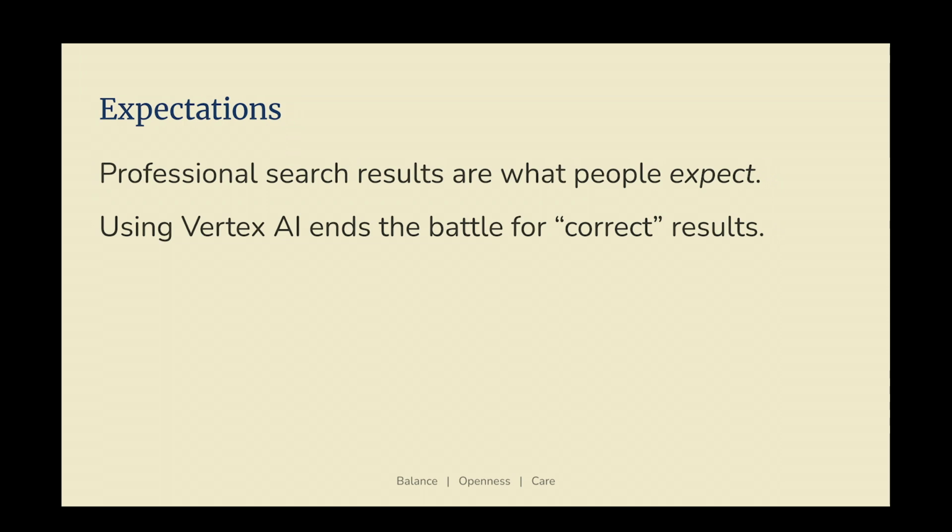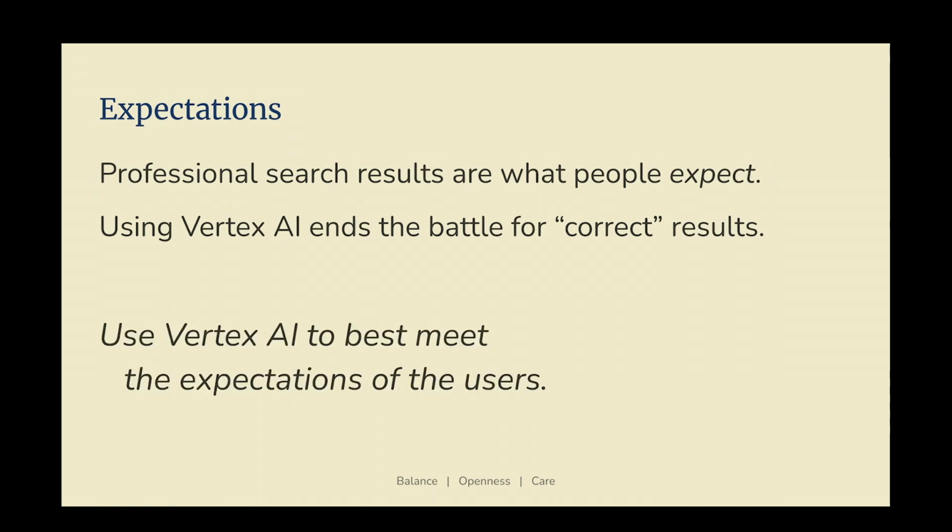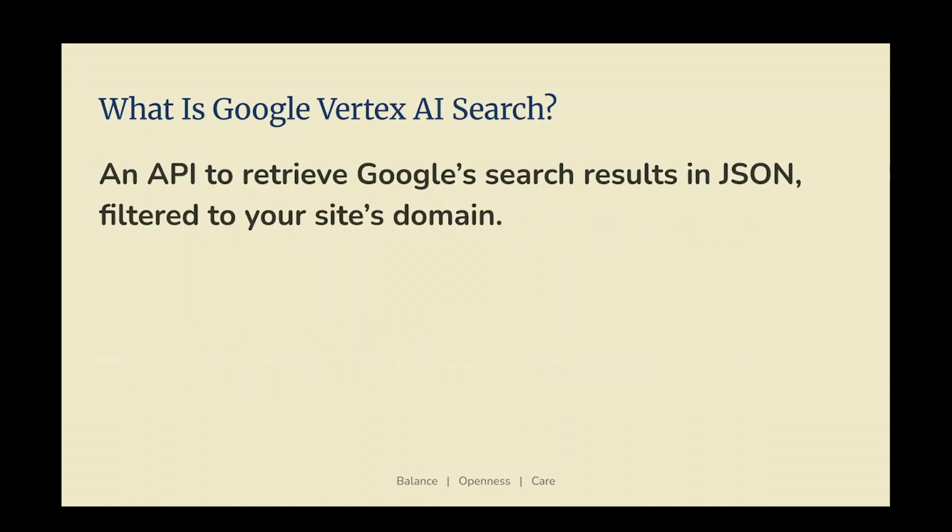So when you use something like Vertex AI and you're leaning on an established search surface, you kind of end that conversation of what is correct, because you're, in a way, giving up the responsibility of coming up with the correct answers to another company that theoretically should be able to do it better than you can. So something like Vertex AI is going to best meet the expectations of its users, because it's the same technology that they probably just leave your website to go use anyway.